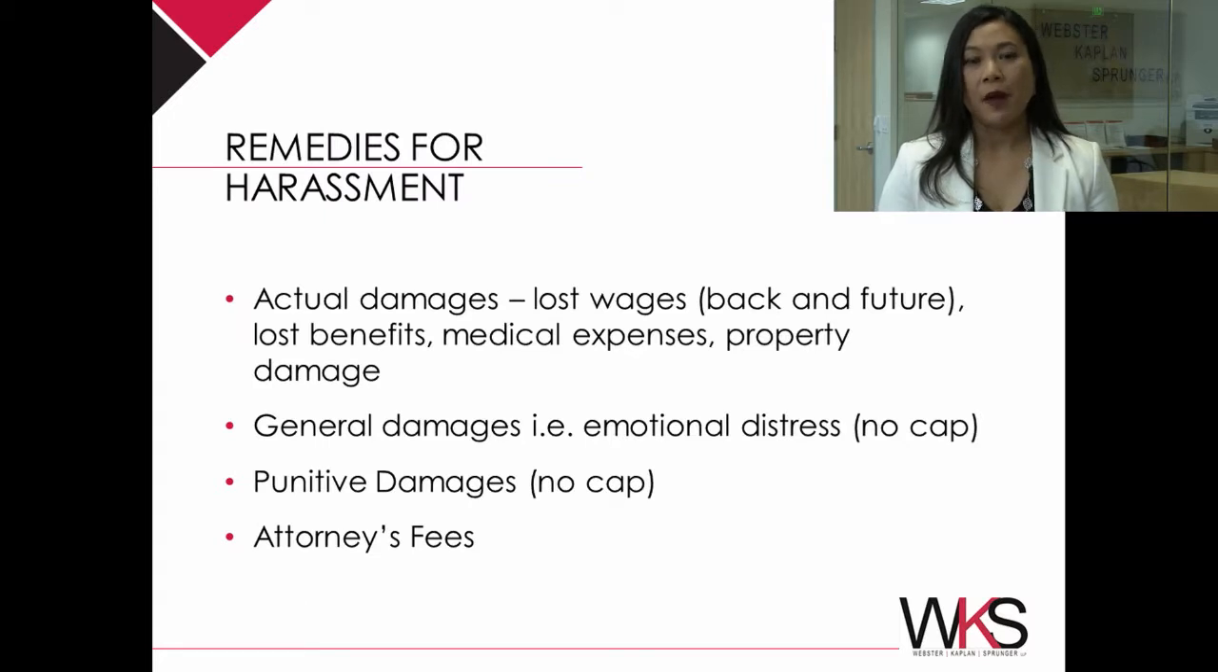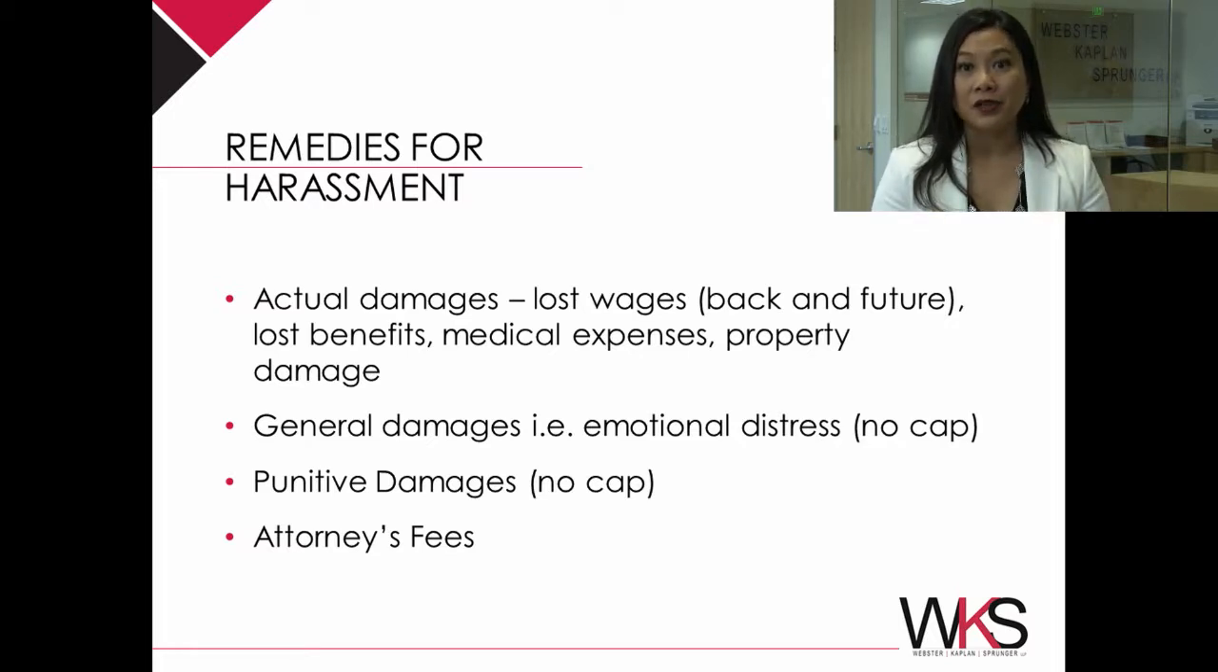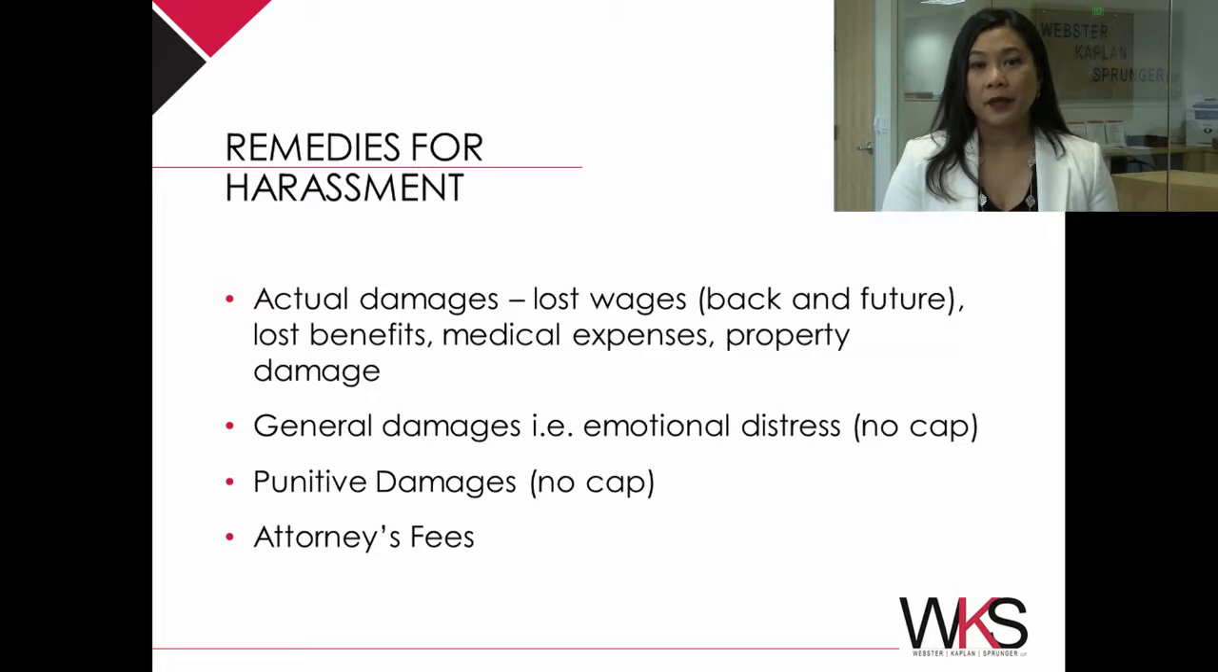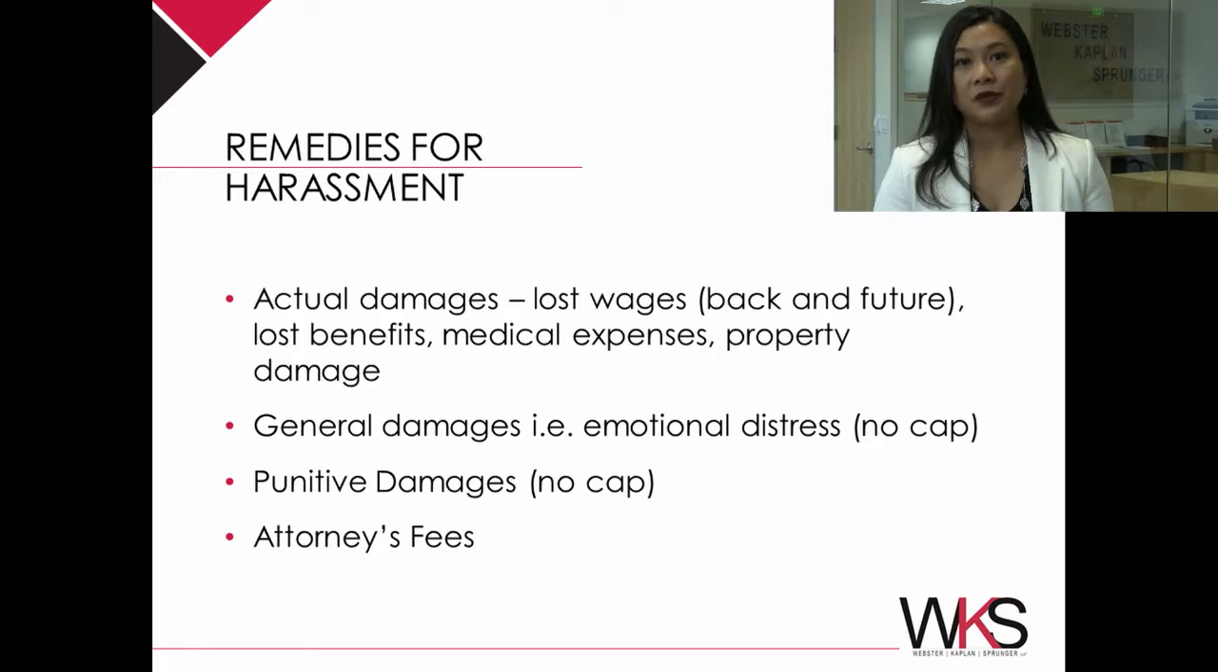Okay? So the remedies for harassment, if somebody were to sue in court, the remedies would be actual damages, any kind of lost wages or lost benefits. General damages, which could be known as emotional distress damages. Punitive damages is just another layer of award that a jury could provide to a complainant who is successful in their lawsuit to basically further punish the defendants. And lastly, a complainant, if he or she is successful in suing the defendants, could be entitled to attorney fees. So those are the general remedies of harassment.